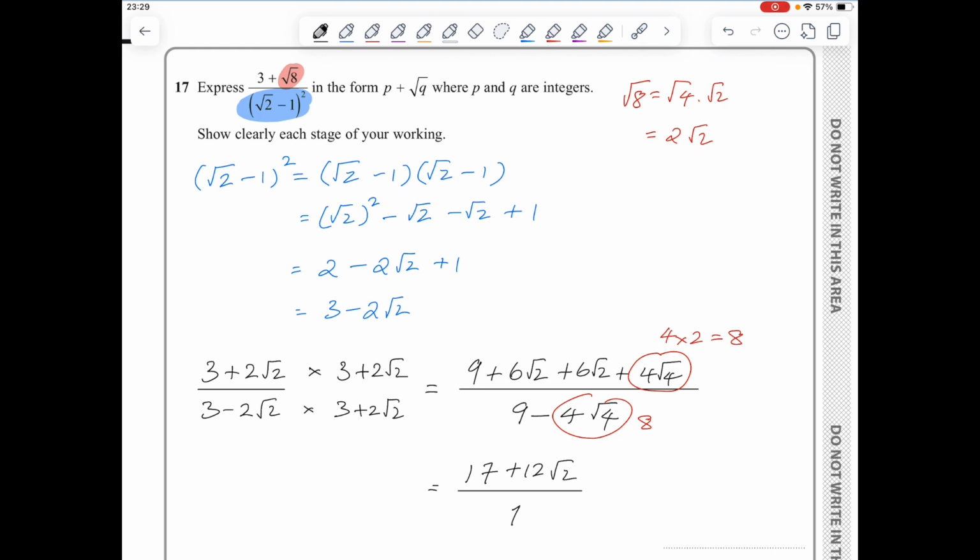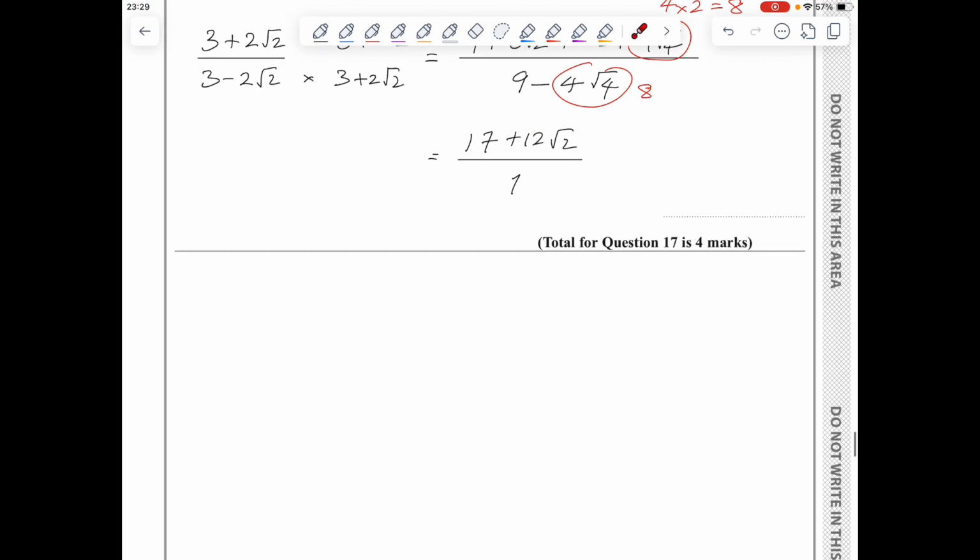Although this is in its simplest form, the question requires the answer to be in the form p plus square root of q. So this must be merged into a single surd. So let's continue at the bottom. 17 plus, and I'm going to write 12 as square root of 144. I still have the square root of 2. So now I can multiply those two surds into a single surd and have 17 plus square root of 288. And that's the final answer.